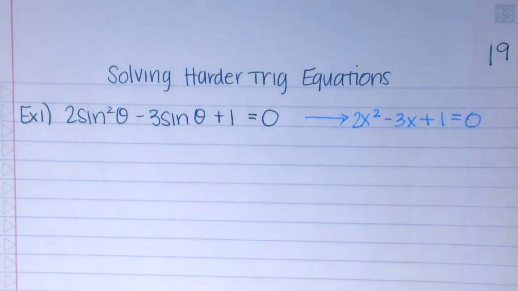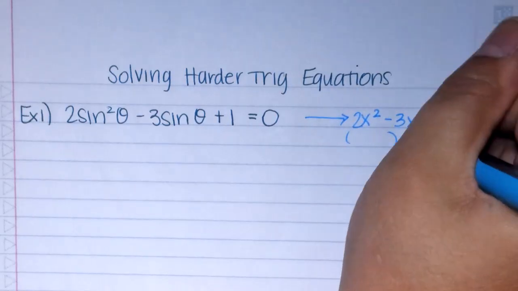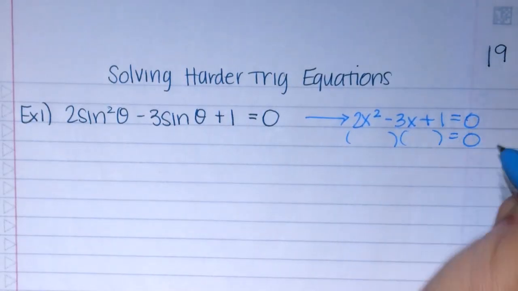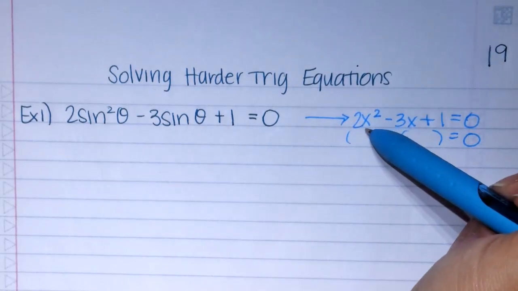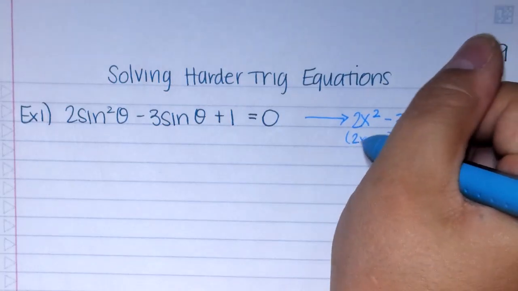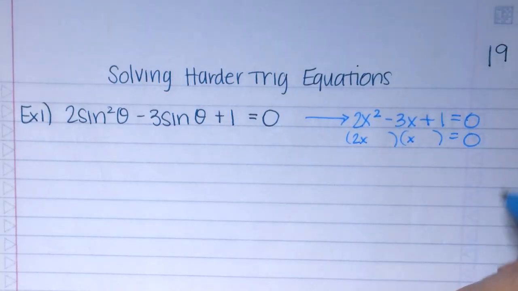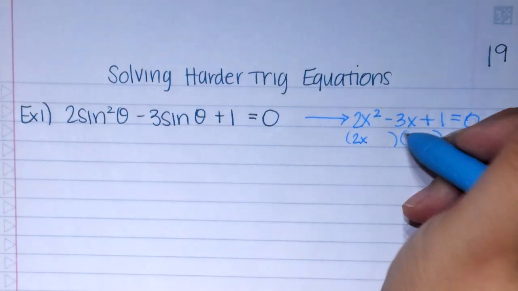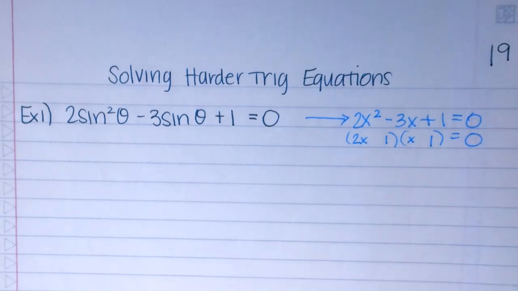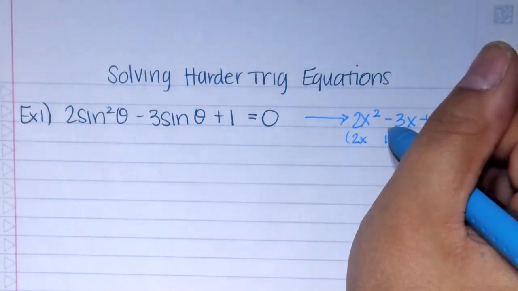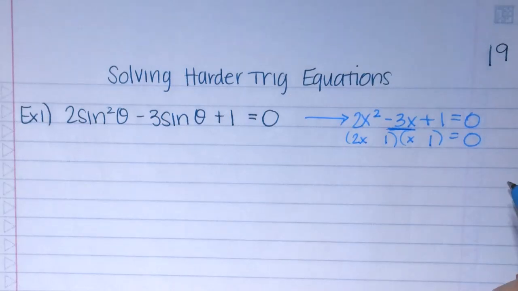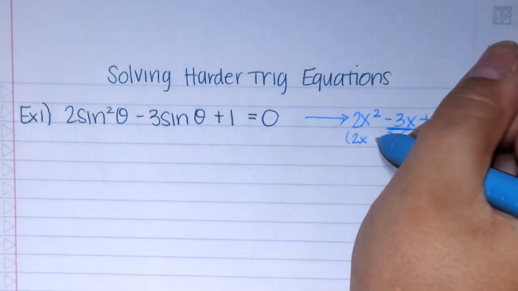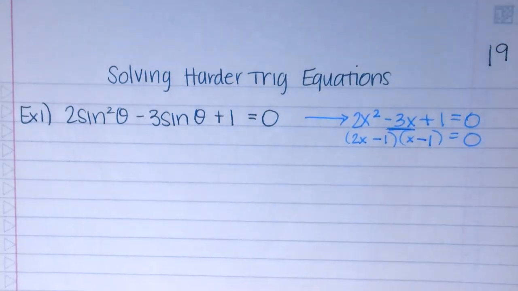How do we factor this? The only way to get 2x squared is 2x and x. The only way to get 1 is 1 times 1. And my middle number needs to add up to negative 3. So what is that going to be? Negative, negative. Does everybody agree with that factoring?